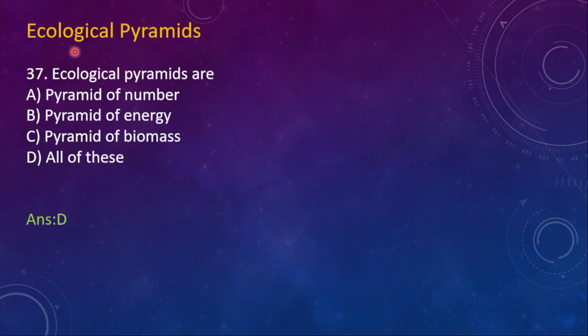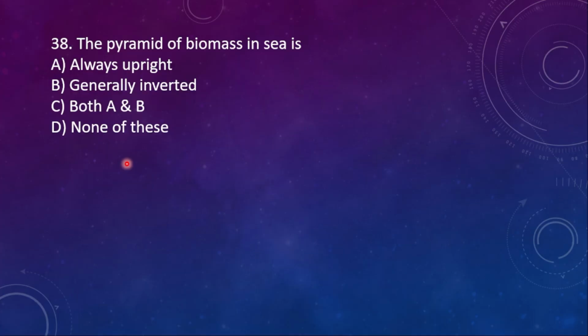Next, from the ecological pyramids, 37. Ecological pyramids are A. Pyramid of number, B. Pyramid of energy, C. Pyramid of biomass, and then D. All of this. Here the correct option is D.